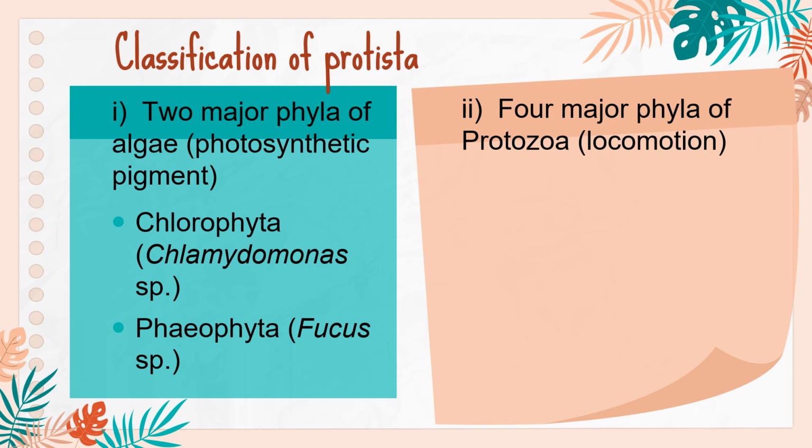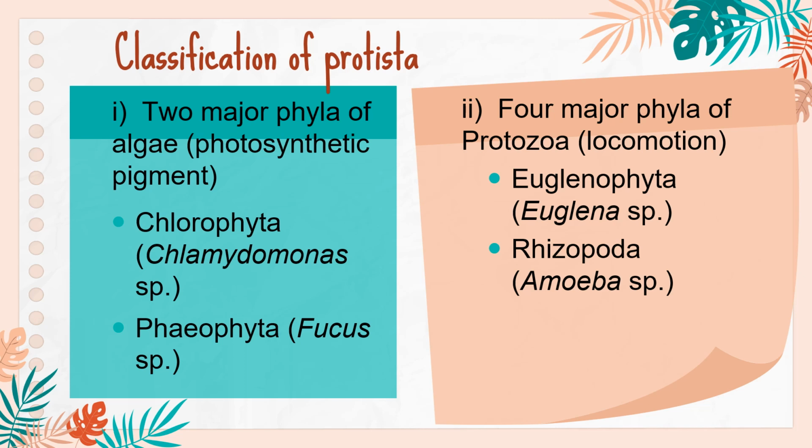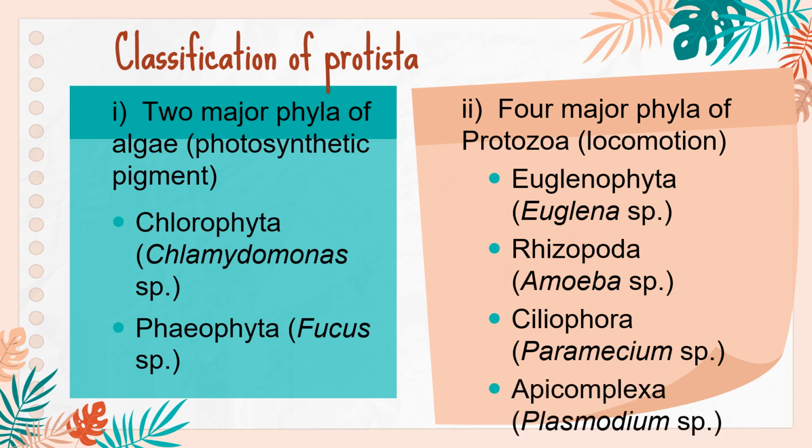Next is four major phyla of protozoa. We classify based on their locomotion. First is phylum Euglenophyta. The example is Euglena species. These Euglena species use flagella for their locomotion. Number 2 is Rhizopoda. The example is Amoeba species. They use pseudopods for their locomotion. Number 3 is Ciliophora. Paramecium species is the example of phylum Ciliophora. Paramecium species use cilia for their locomotion. And last is phylum Apicomplexa. The example is Plasmodium species. This Plasmodium species is non-motile.